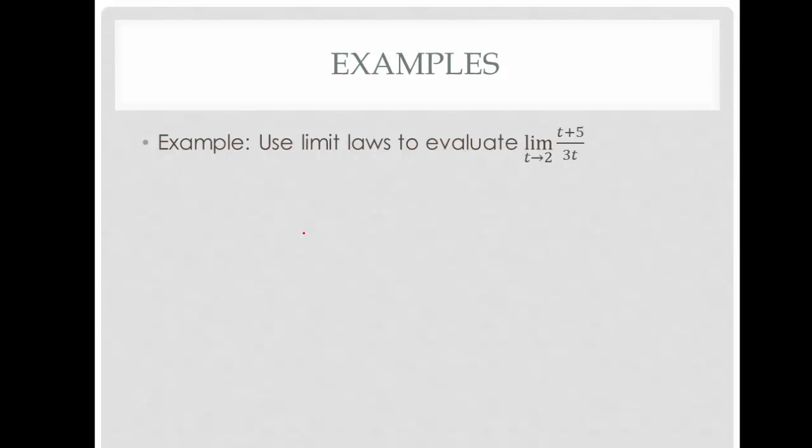Let's go ahead and look at: use limit laws to evaluate the limit as t approaches 2 on t plus 5 over 3t. So limit laws. So we know, for example, this is a quotient, that we can take the limit of the numerator, so this is the limit as t approaches 2 of the numerator, which is t plus 5, divided by the limit of the denominator, so the limit as t approaches 2 on 3t.